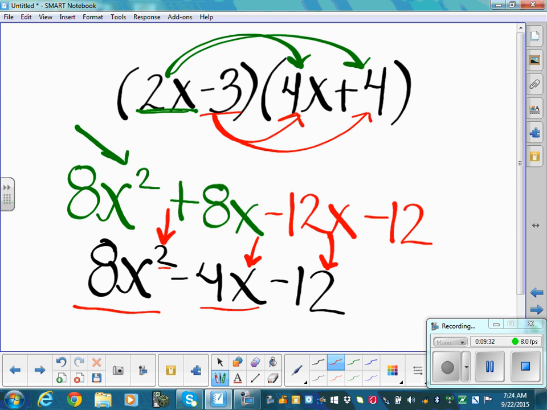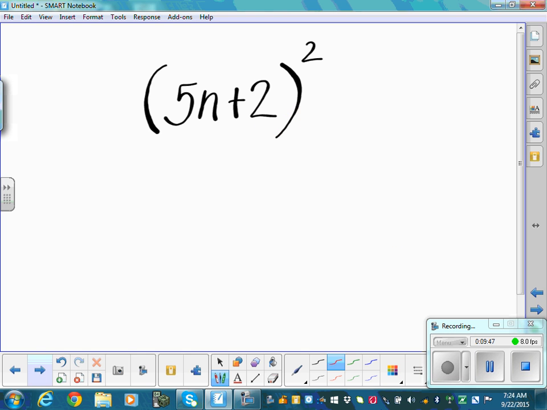Does that make sense? So in most cases it'll always go x squared, then x, then the number. Yes. That would be standard form. Unless you have x and y. Okay. Let's do this one.